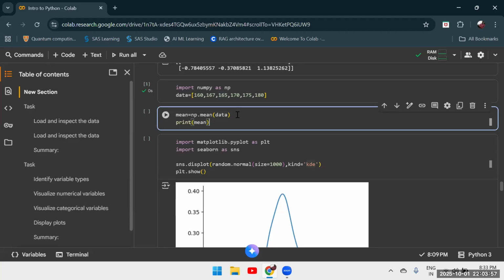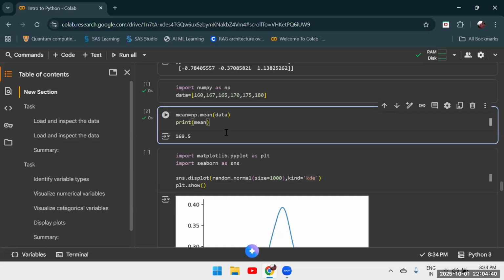The sum of these values divided by the total number of values, right, sir? Yes, basically it is going to take all the values and divide by the total number, which is 6. Mean is the average, the total added up divided by the n number. So basically I'm just going to compute the mean. What does this give? It is 169.5.